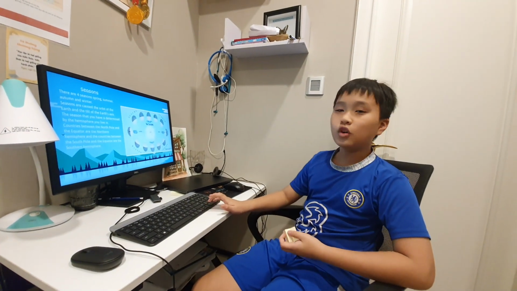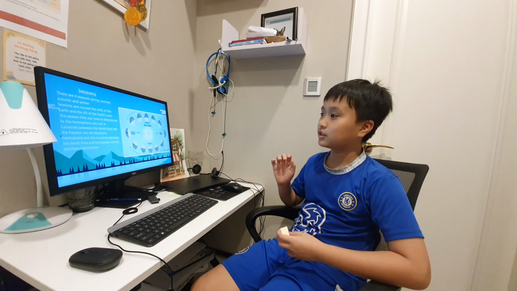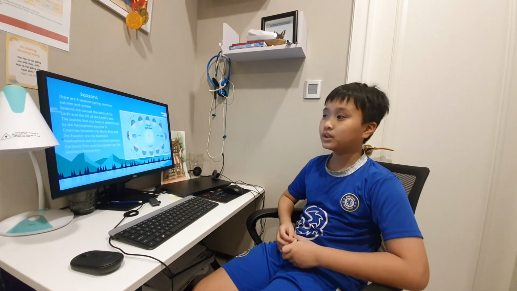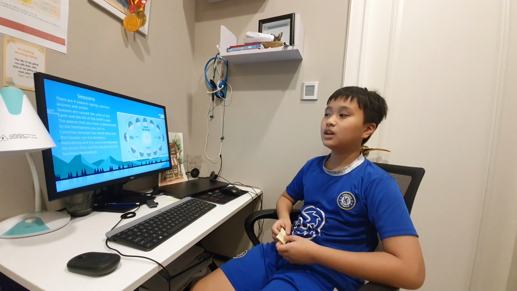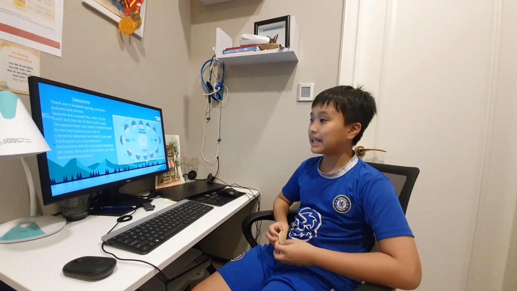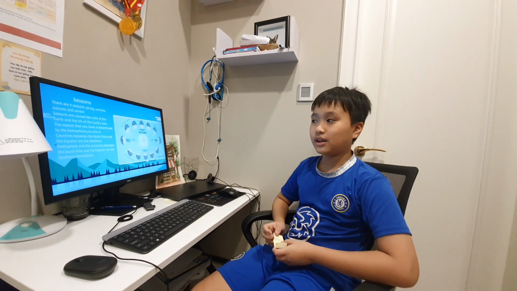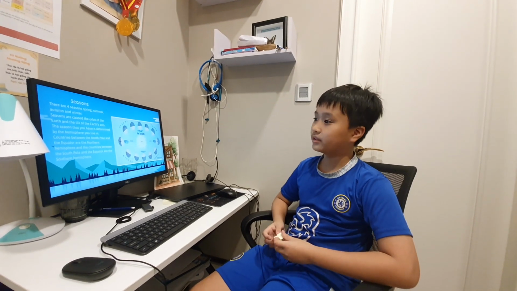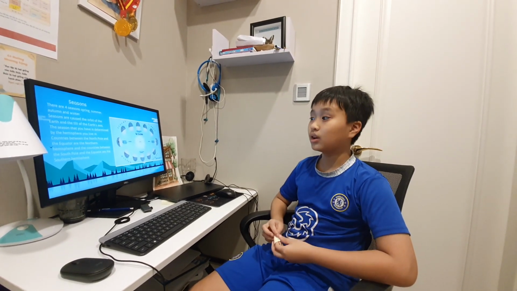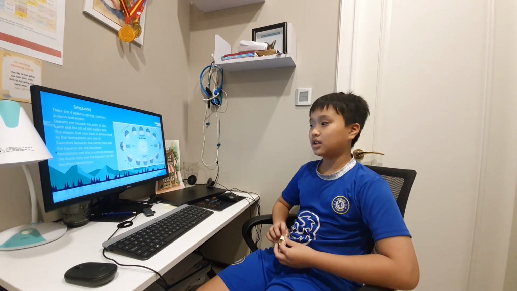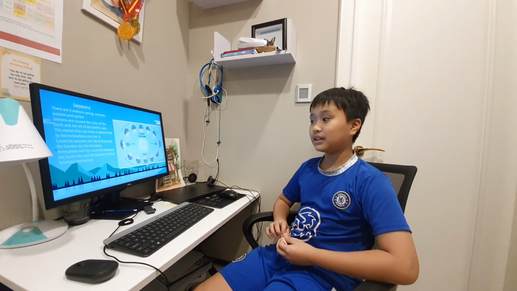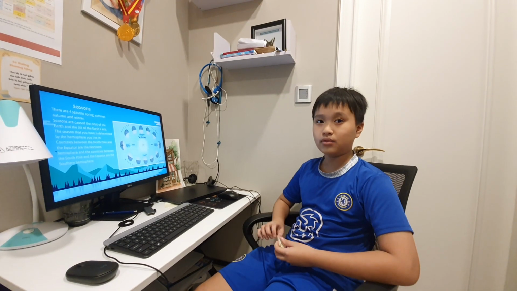Seasons. There are 4 seasons, as we know: spring, summer, autumn, and winter. Seasons are caused by the orbit of the Earth and the tilt of the Earth's axis. The seasons that you have are determined by the hemisphere you live in: countries between the north and the equator are in the northern hemisphere, and the countries between the south and the equator are in the southern hemisphere.